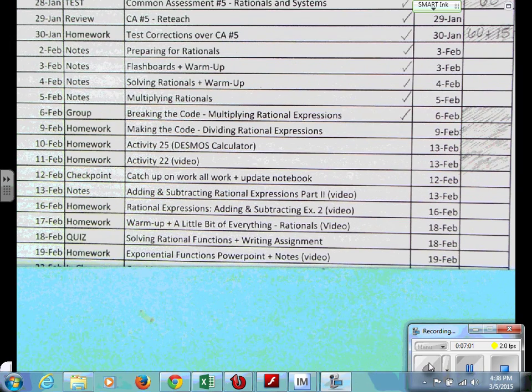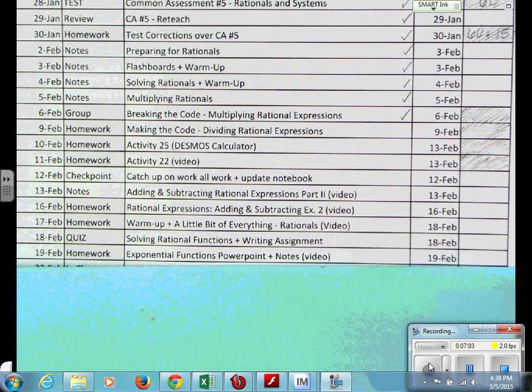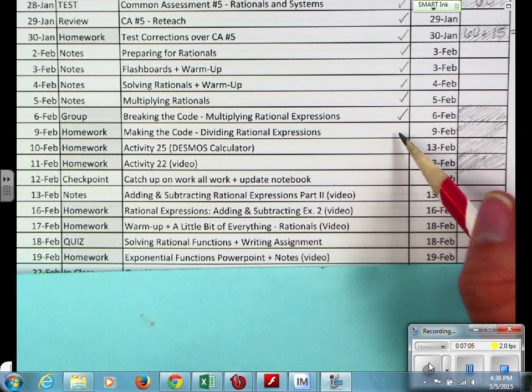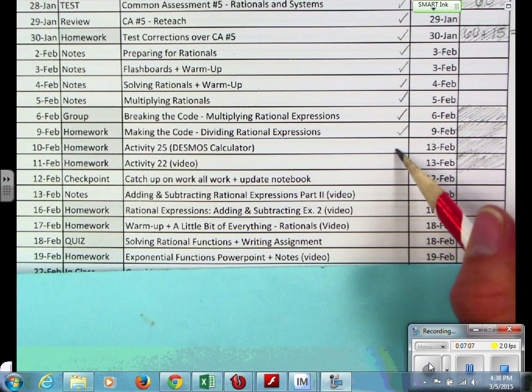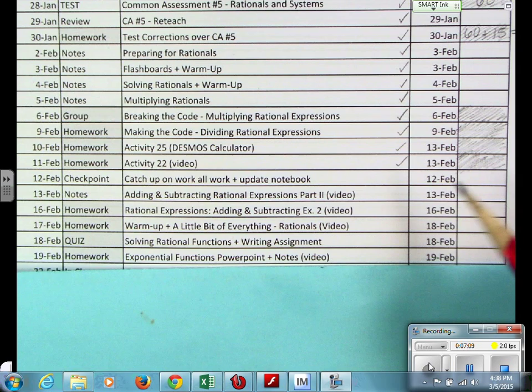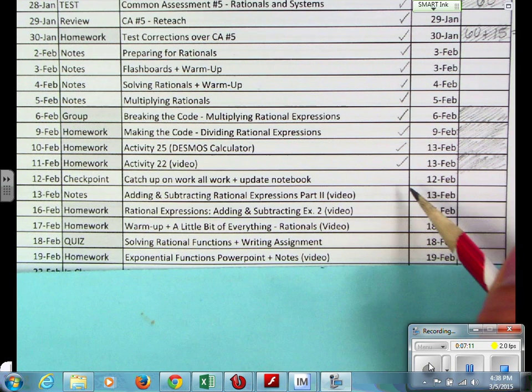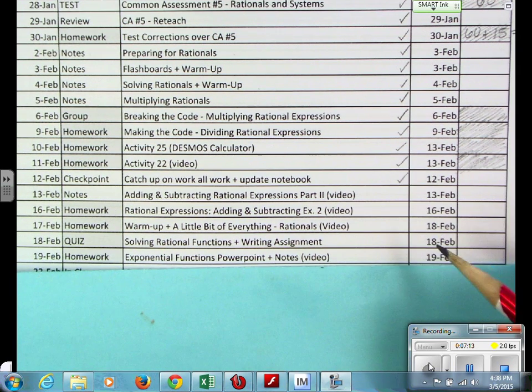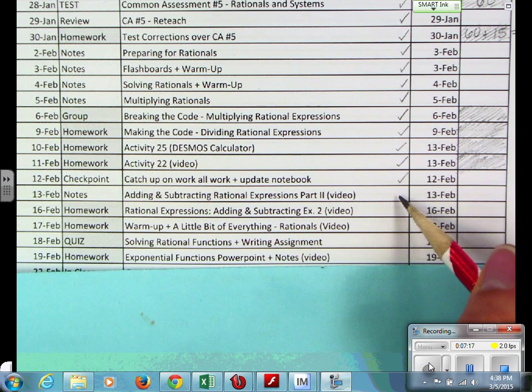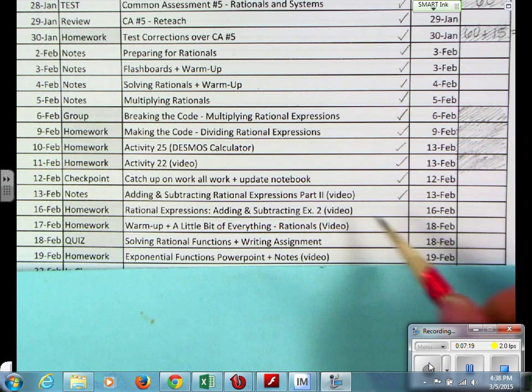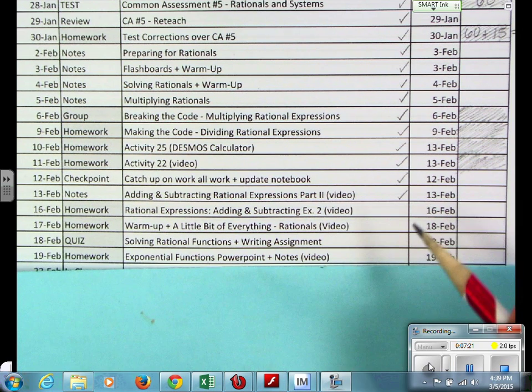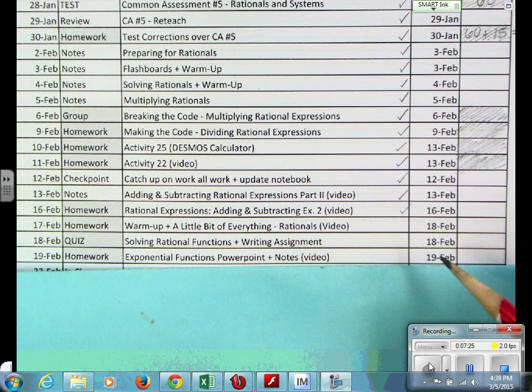Okay, so based on your notebook, you should have a grade for making the code, activity 25, activity 22. You kind of had a free day that day. By free day, I meant a day to make up all your missing assignments. We watched a video in class on how to add and subtract rational expressions, and your homework was to watch the second video on YouTube.